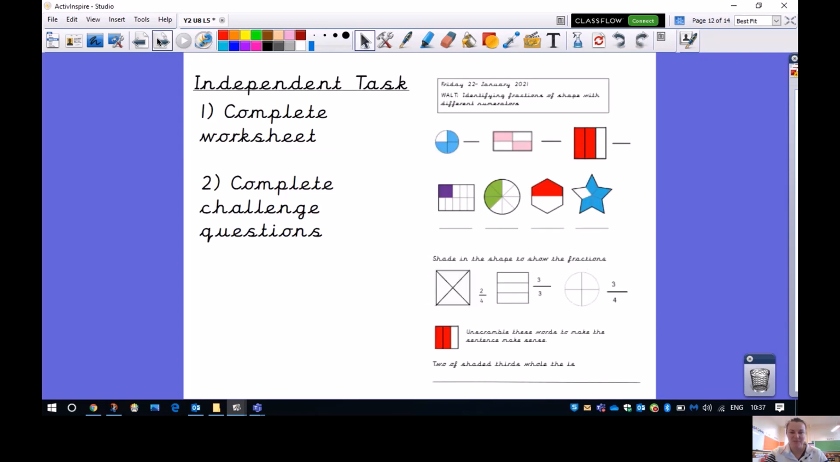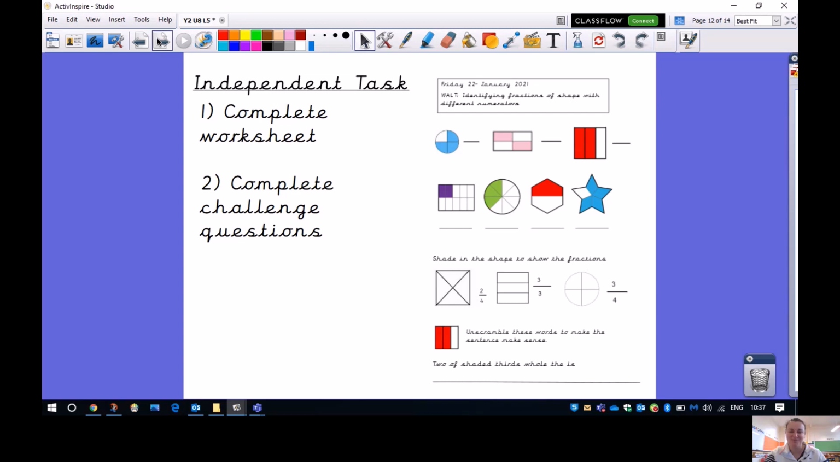Your task now, complete the worksheet. Look at the shape. How many parts are there altogether? What is your whole? And write down your denominator. Then write down how many parts have been shaded. That's your numerator. The next part of the sheet asks you to shade in the shape to show the fraction. And finally, there's been a sentence that's got itself in a real muddle. Can you unscramble the sentence so that it makes sense? What does the fraction picture show next to it?